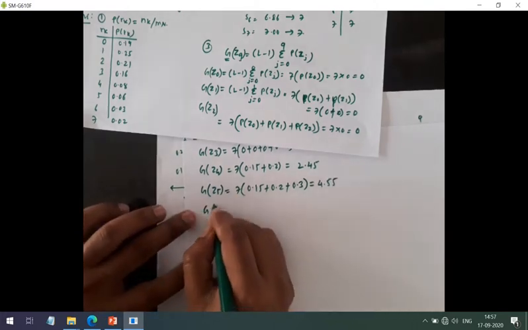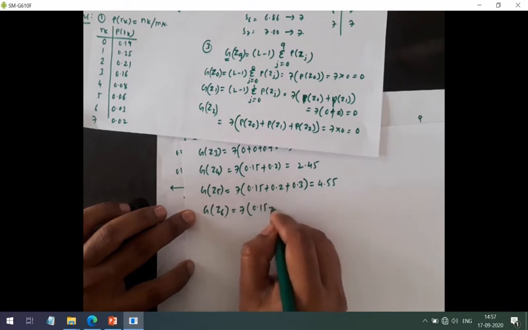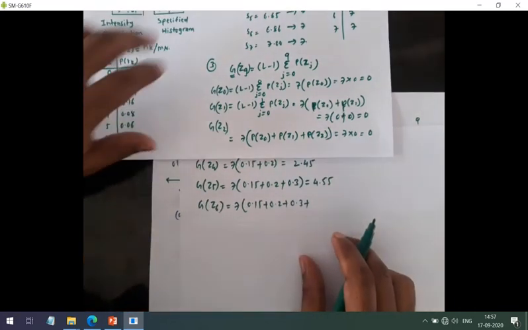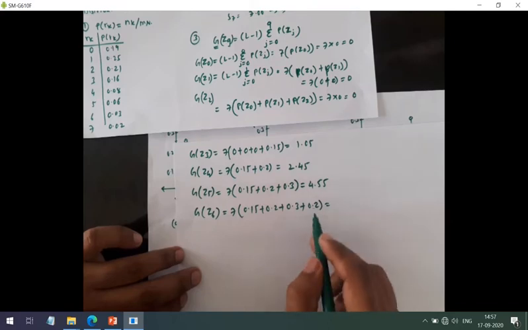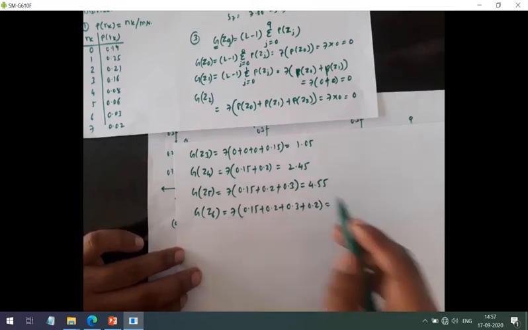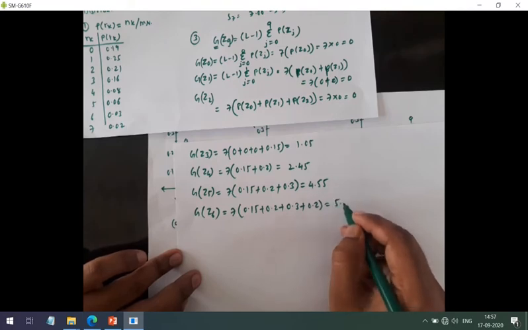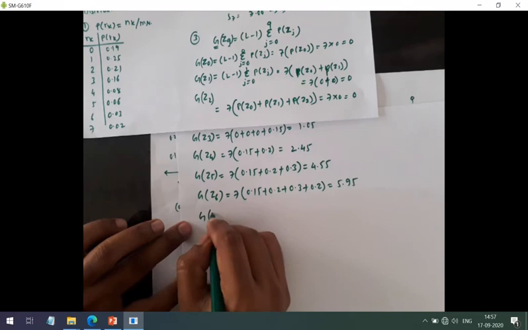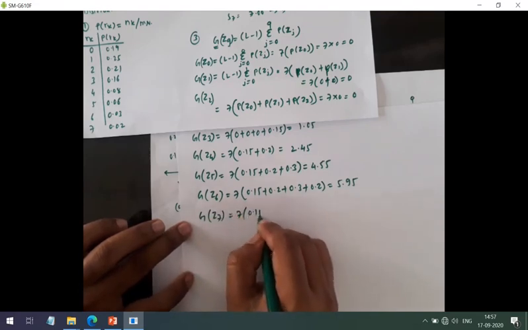Then g of z6 equals 7 into (0.15 plus 0.2 plus 0.3 plus the next value, which is 0.2). This part is extra, that is 2 into 7, that is 14, we have to add 1.4 here, so that will be 5.95. Then g of z7 equals 7 into 0.